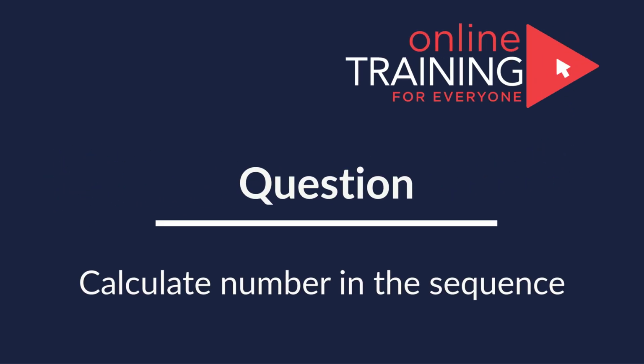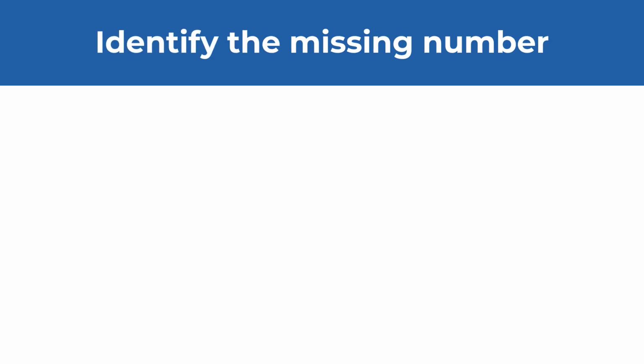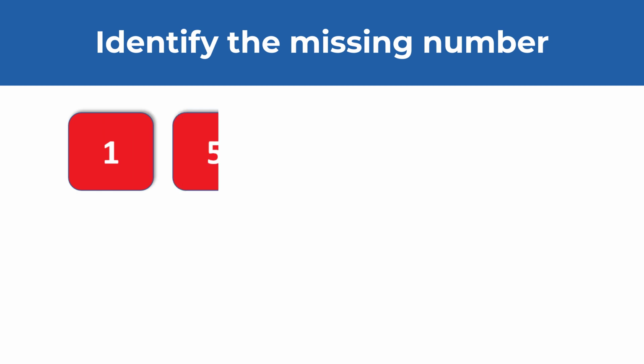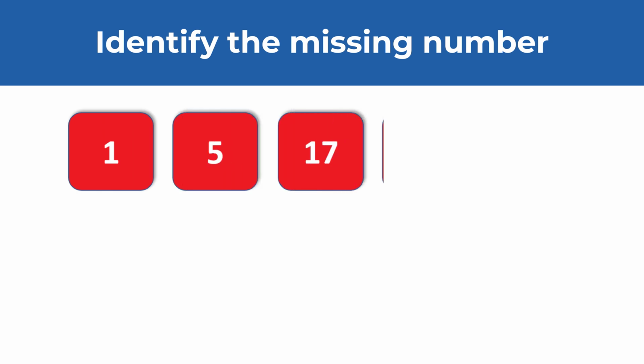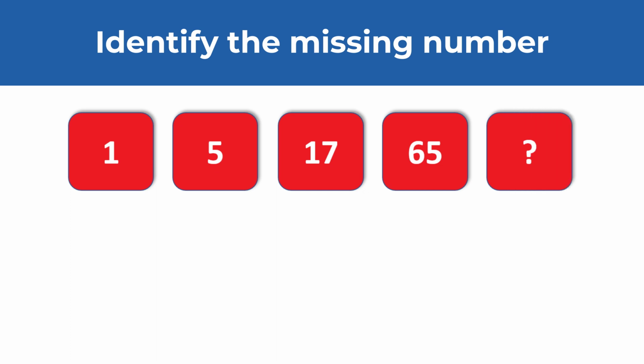Here's the question from the real test, where you are presented with a sequence of numbers and you need to identify the missing number. The numbers you see are 1, 5, 17, 65, and then comes the missing number. And you have 4 different choices for the missing number.